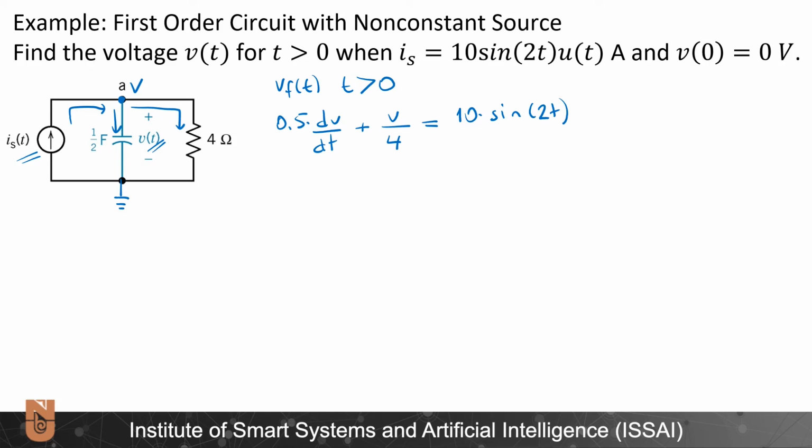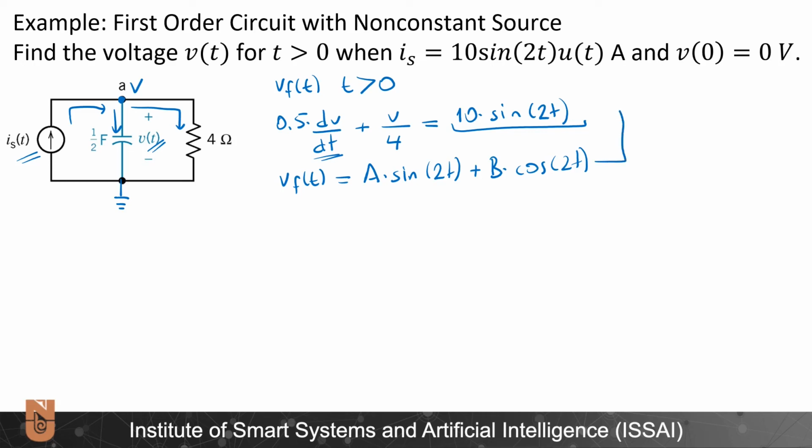And now I need to guess a solution for this system for the forced response. V of t will be a sinusoidal function of the form A times sine 2t plus B times cosine 2t. Now here you might wonder why we are having a cosine term even though the original forcing function here has only a sine term, because if we take the derivative of this, we will end up with some cosine terms, and we need to take those into account to solve this question.